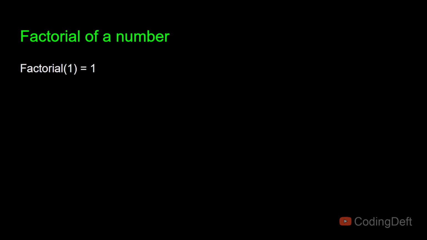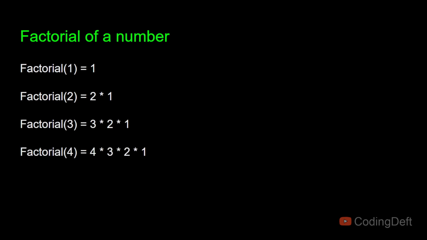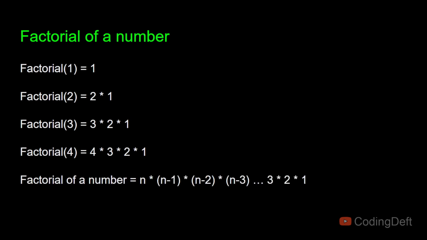So we know that factorial of 1 is 1, and to find the factorial of 2, you have to multiply 2 by 1, and factorial of 3 is 3 into 2 into 1, and factorial of 4 is 4 into 3 into 2 into 1. So we see a pattern here. To find a factorial of a number, we have to multiply that number and its previous number and its previous number until 1. So we have the formula here. Factorial of a number n is n into n minus 1 into n minus 2 into so on into 3 into 2 into 1. So let us code it and see.